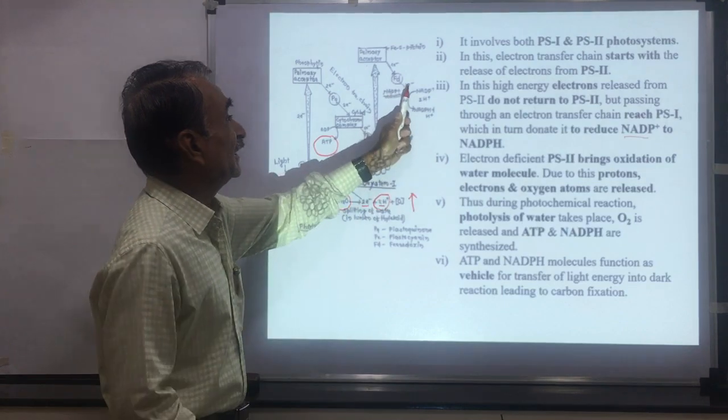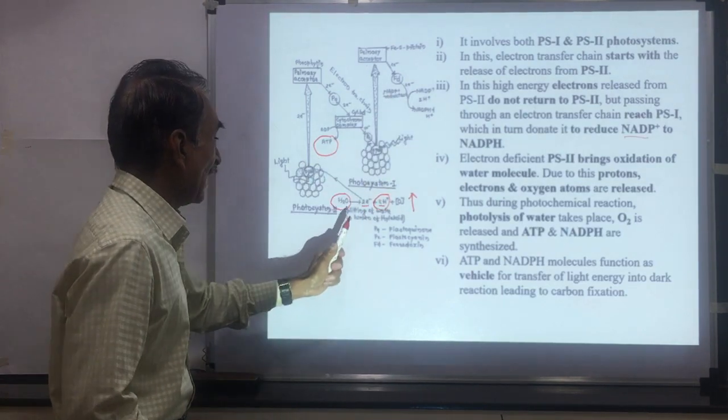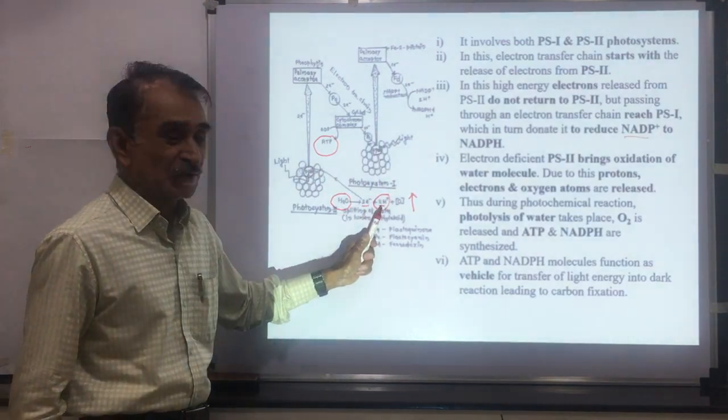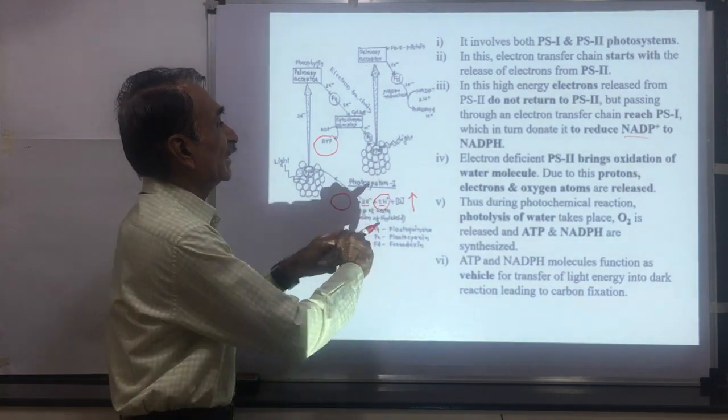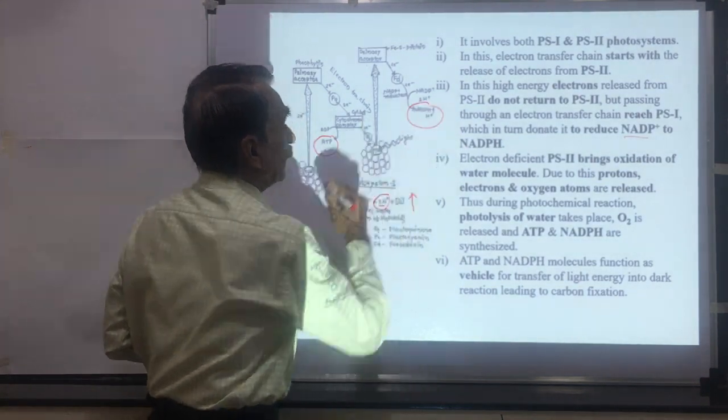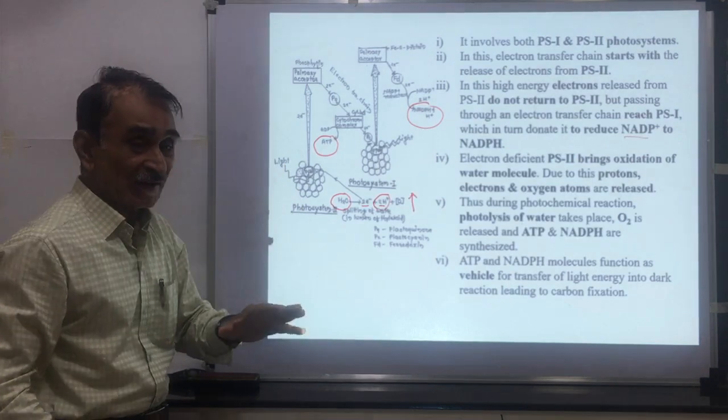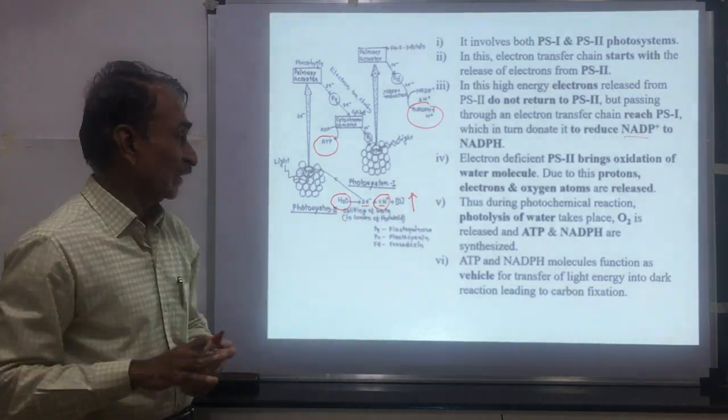At this place, these 2 electrons, and these protons produced by photolysis of water, are used for the formation of NADPH.